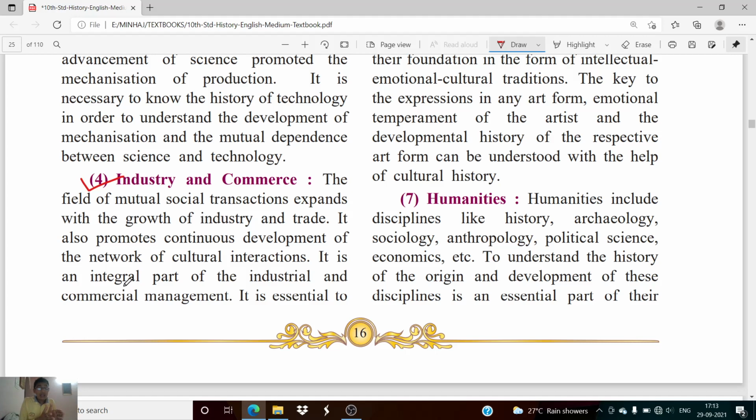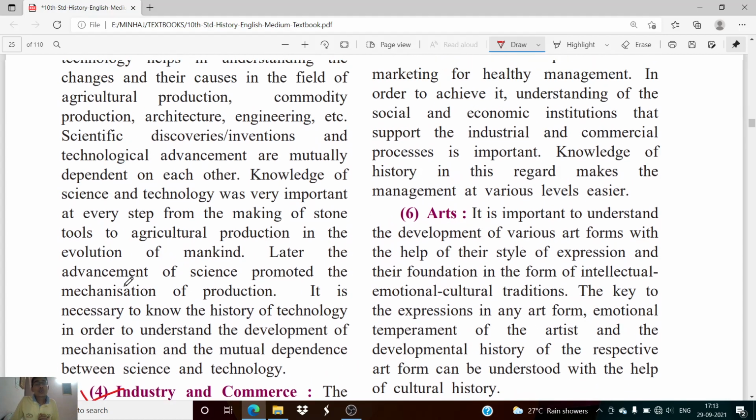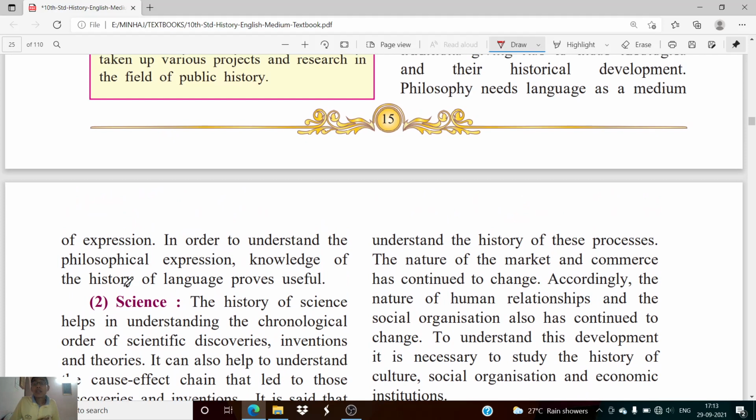Now this change has taken place after so many years, and if we want to study how the change has taken place in the particular field of industry or in the particular field of trade, definitely we have to look into the history of these developments. It is essential to understand the history of these processes. We have to look into how these processes, or how the industrial sector, has evolved. The nature of the market and commerce has continued to change.